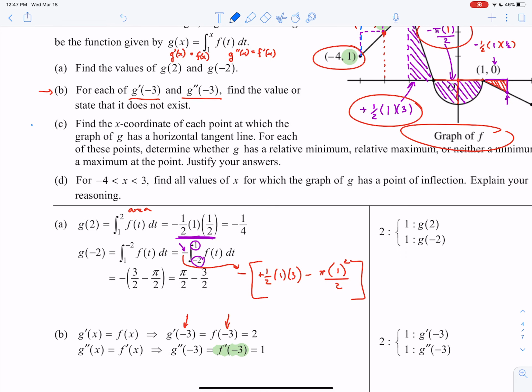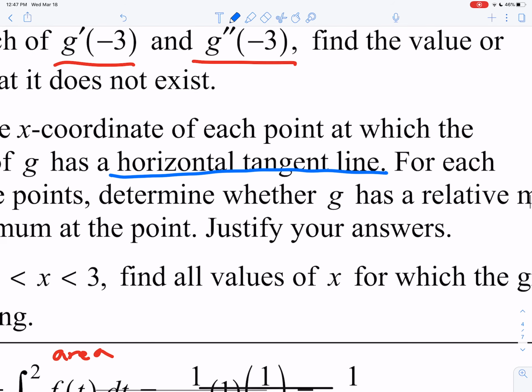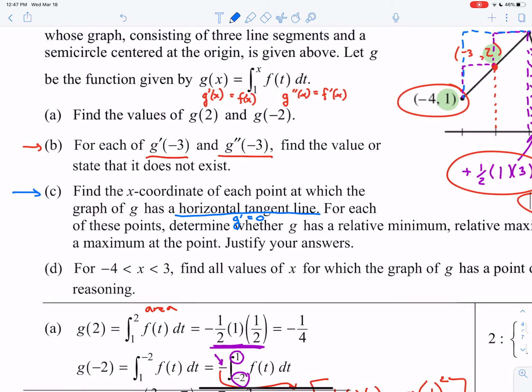Part C. Find the x-coordinate of each point at which the graph of G has a horizontal tangent line. Horizontal tangent line. That is code for when G prime is 0. Because if G has a horizontal tangent line, tangent means derivative, horizontal means the slope is 0, so G prime has to be 0 here, okay?